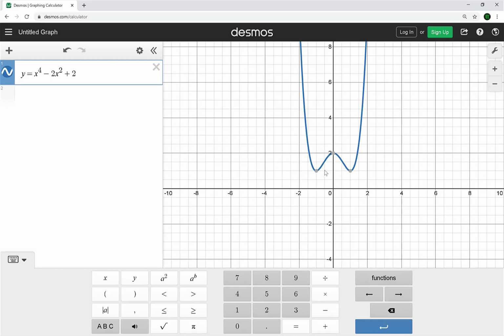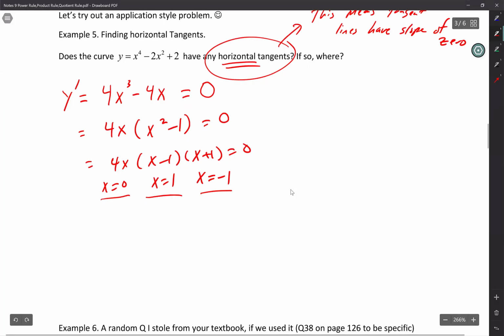I had an idea, but I didn't know exactly. At negative 1, do I have a horizontal tangent? Definitely. At 0, do I have a horizontal tangent? 100%. At 1, do I have a horizontal tangent? Yeah, I definitely have horizontal tangents there. Good job. So here we go, guys.